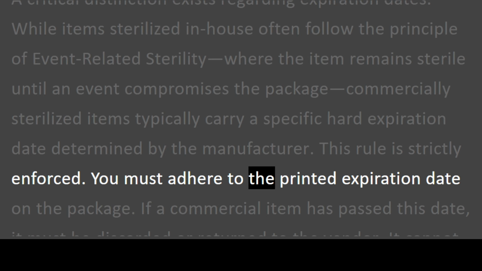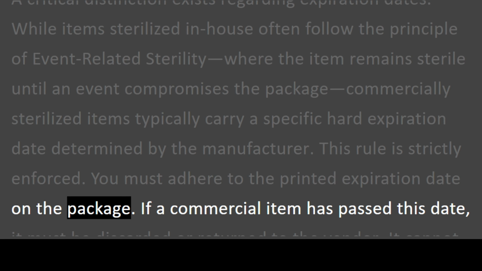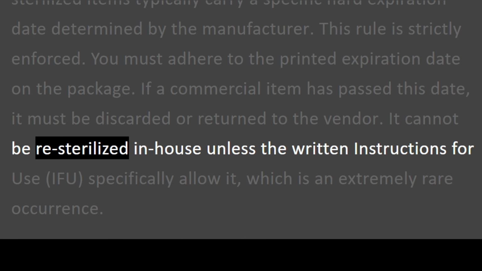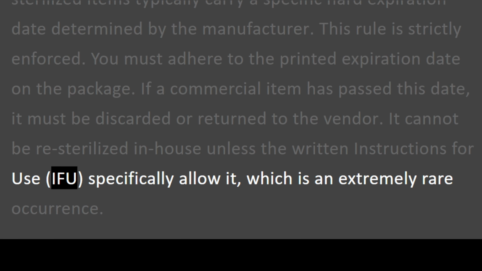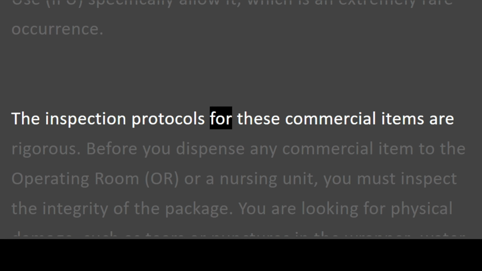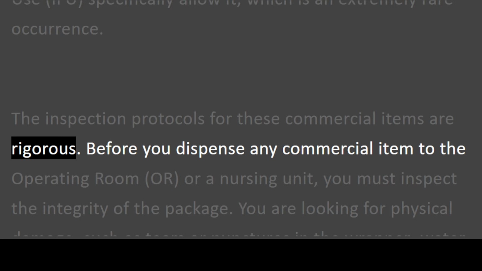You must adhere to the printed expiration date on the package. If a commercial item has passed this date, it must be discarded or returned to the vendor. It cannot be re-sterilized in-house unless the written instructions for use, IFU, specifically allow it, which is an extremely rare occurrence. The inspection protocols for these commercial items are rigorous.